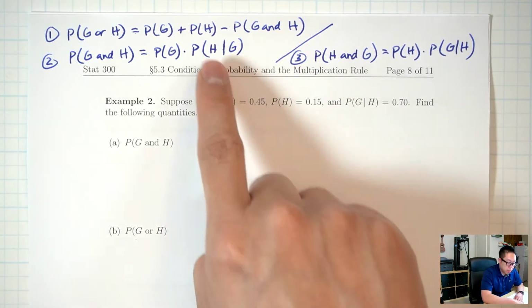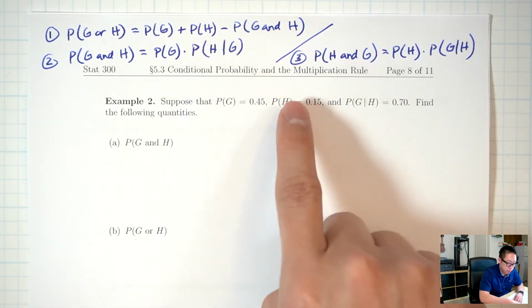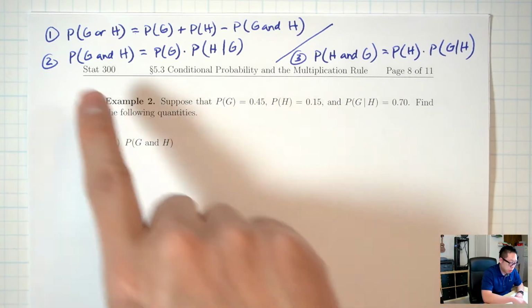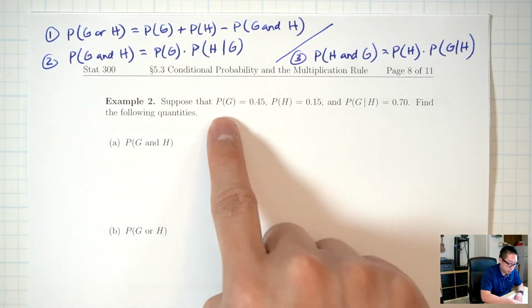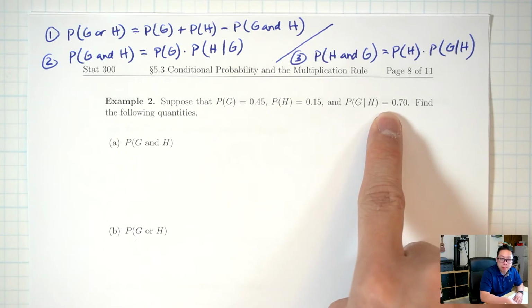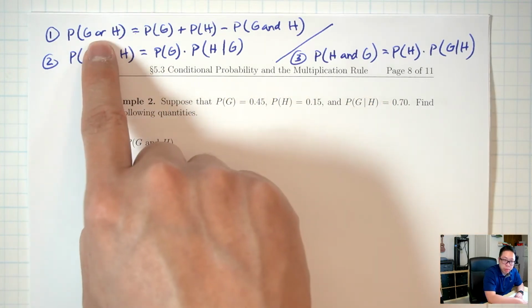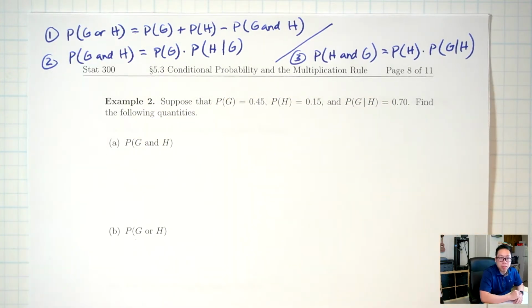Yes. Do I know probability of H? Yes. Do I know G or H? No, right? So I don't know G or H, which means equation 1 is not going to be useful to me. Okay, what about equation 2?